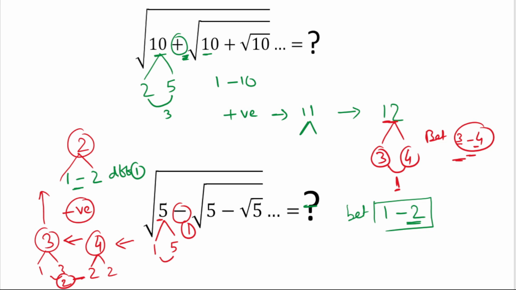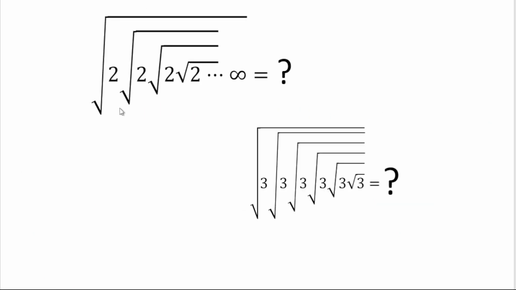Now moving ahead, we have another problem. In this problem you can see that it is 2, 2, 2 and it goes up to infinity. When the expression goes up to infinity, then the number 2 here will be our answer. So the answer will be 2. So friends, very tricky and very easy. So 2 is our answer.